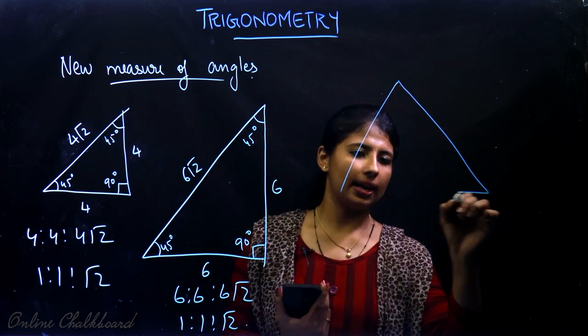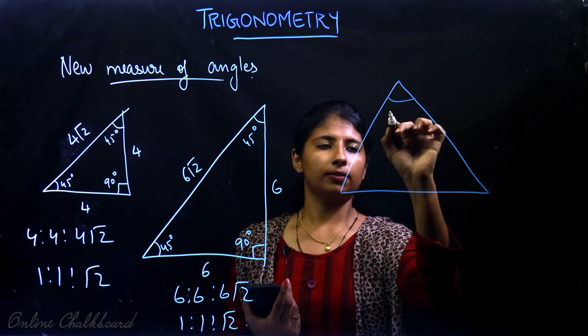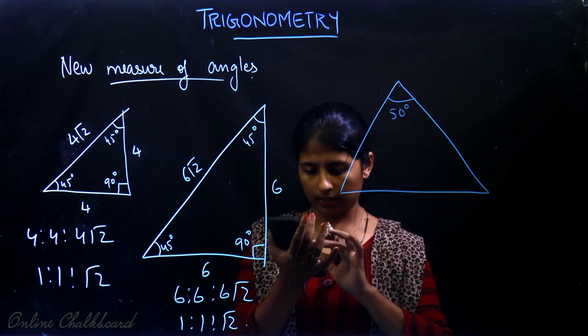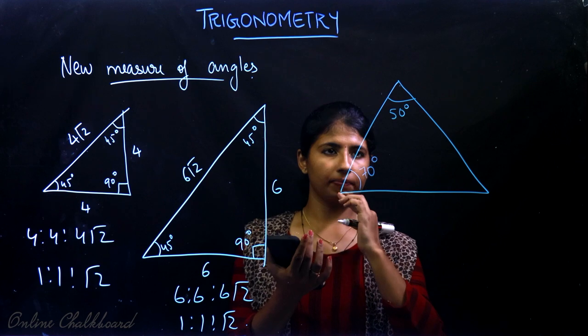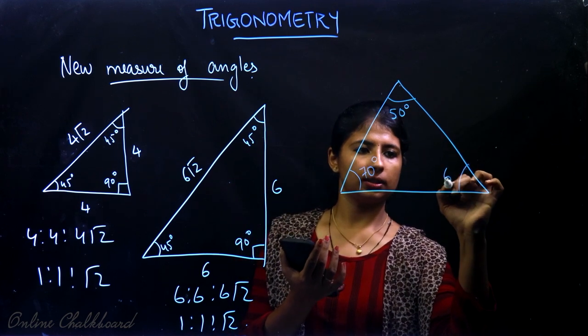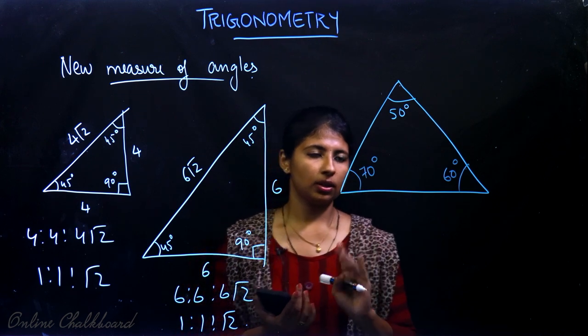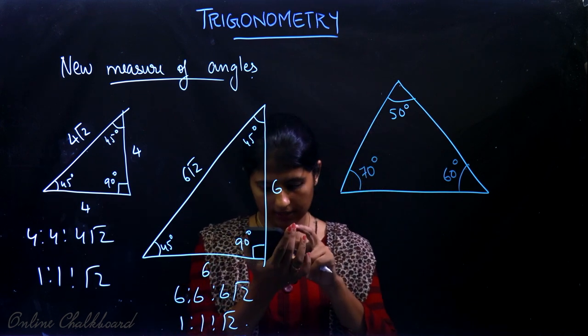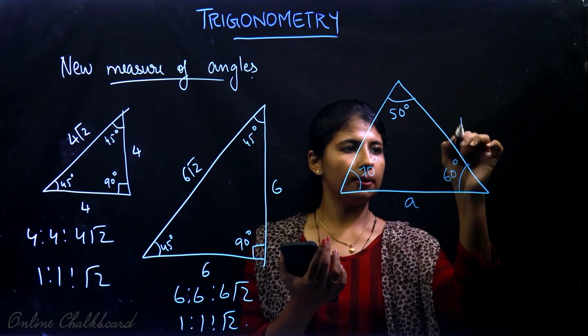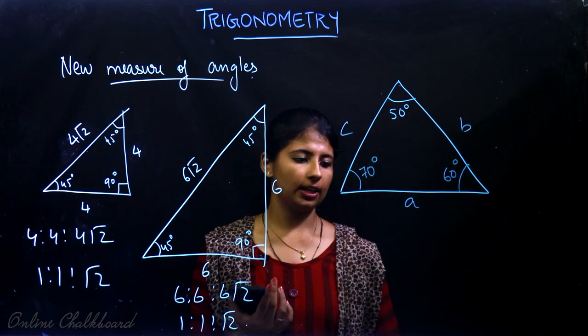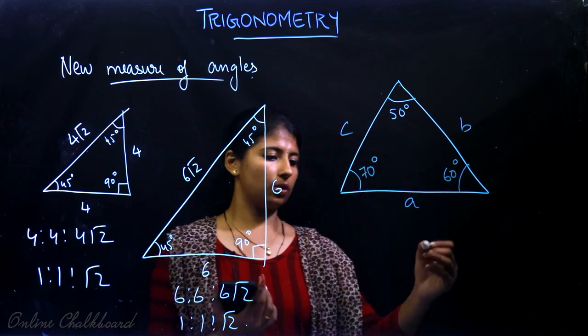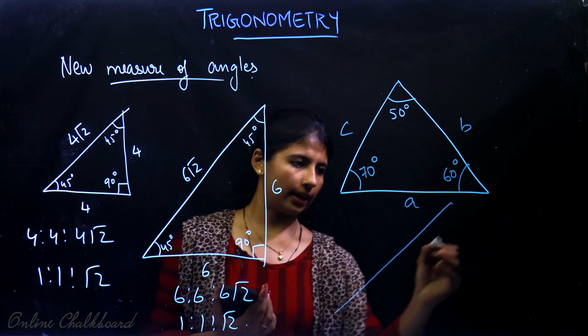I'm going to draw many angles. This is 50 degree. This is 70 degree. This is 60 degree. Total 180 degree. This is a triangle. The sides are A, B, C. Now, with the same angles, I'm going to draw a bigger triangle.